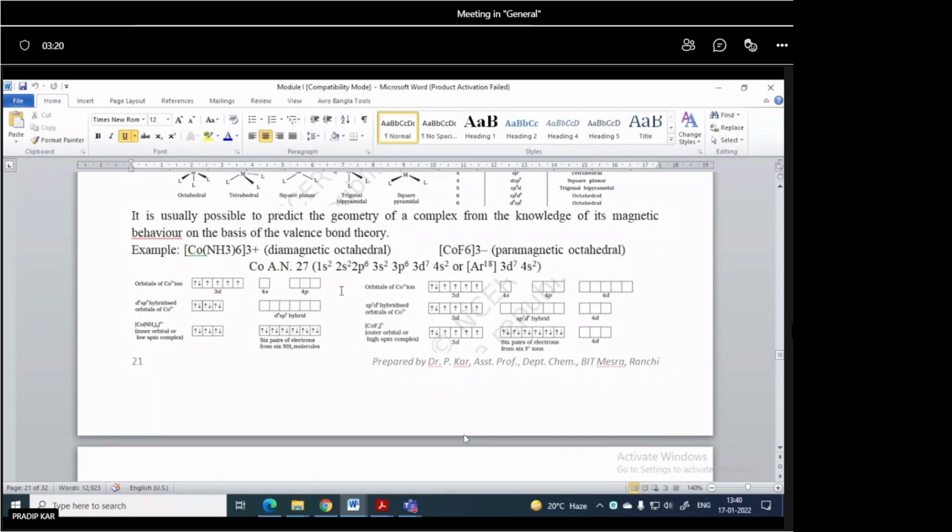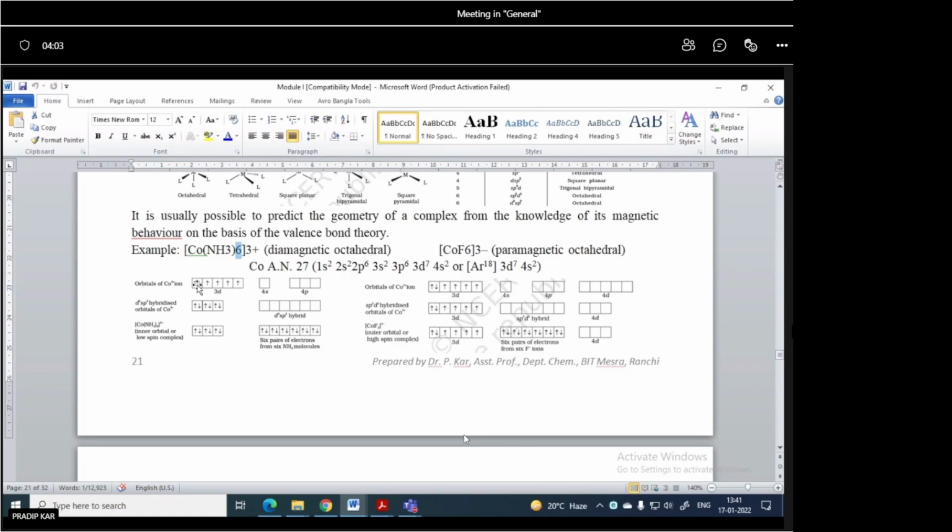Now, when we are considering the hybridization, we know NH3 is strong field ligand. As NH3 is strong field ligand, it will use the inner orbital. Inner d orbital means n minus 1, here 4 minus 1 d. So, 3d orbital it will use. To use 3d orbital, for 6 coordinate bond formation, NH3 6. So 6 coordinate bond formation means 6 pair of electrons it will accept.